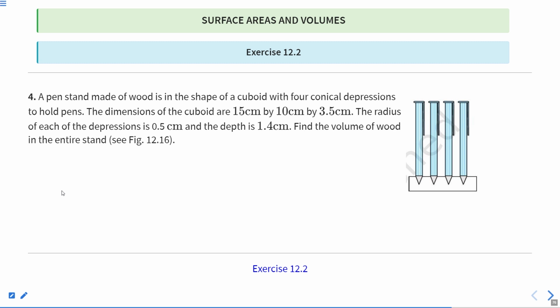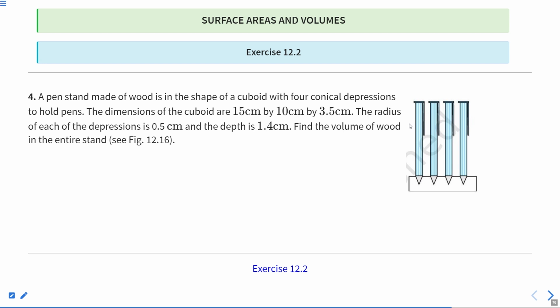In this question we have a pen stand made of wood in the shape of a cuboid with 4 conical depressions to hold pens. The dimensions of the cuboid are 15 centimeter by 10 centimeter by 3.5 centimeter. The radius of each of the depressions is 0.5 centimeter and the depth is 1.4 centimeter. We need to find the volume of the wood in the entire stand. So you can see this figure.